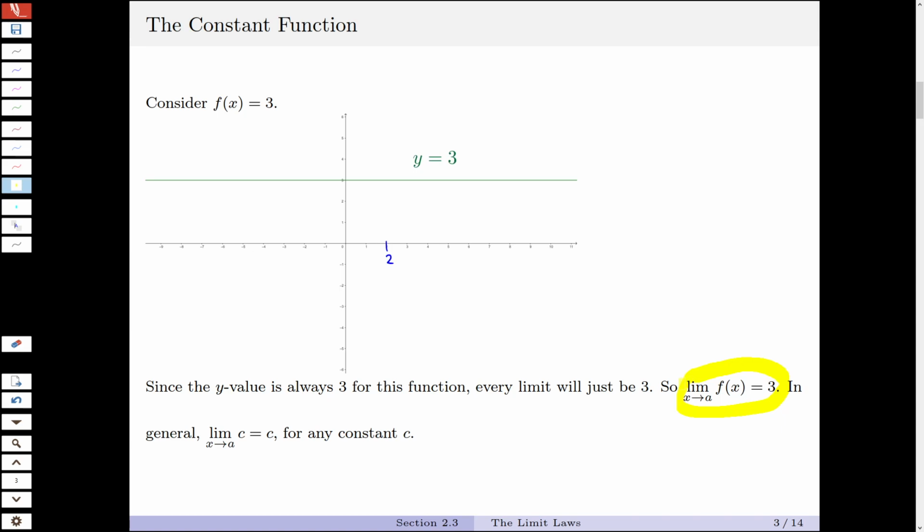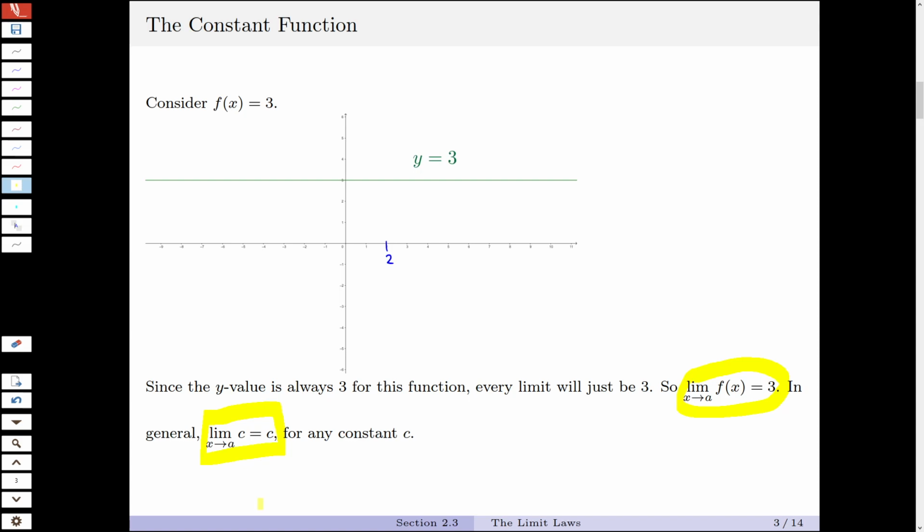If I take a different constant, if I picked f of x equals some different number, I would have the same pattern. So what we can do is come up with this general idea, this general limit. If my constant is c, as x approaches a, the y values are going to approach c. So I get this limit as x approaches a of the constant c is just c.